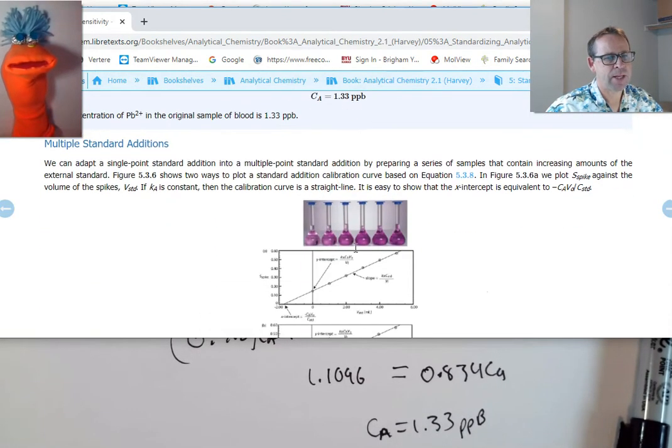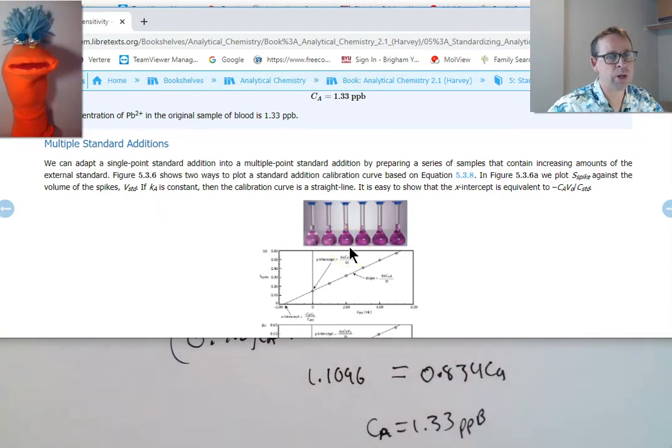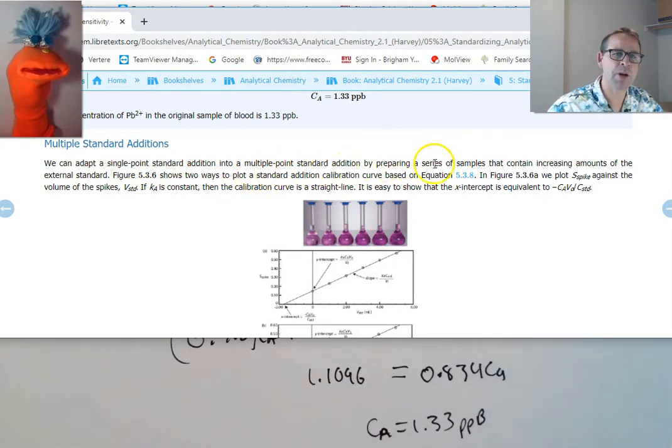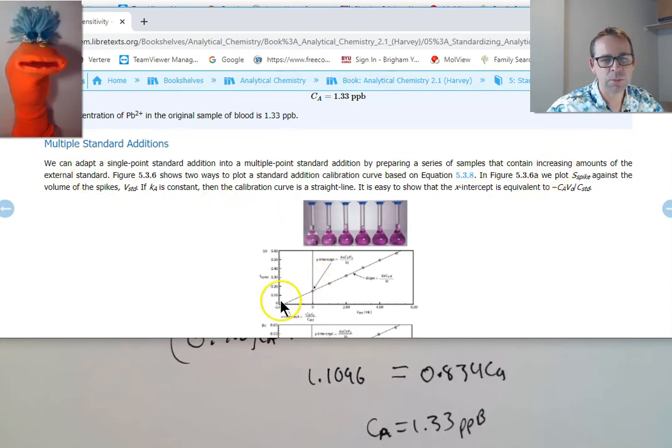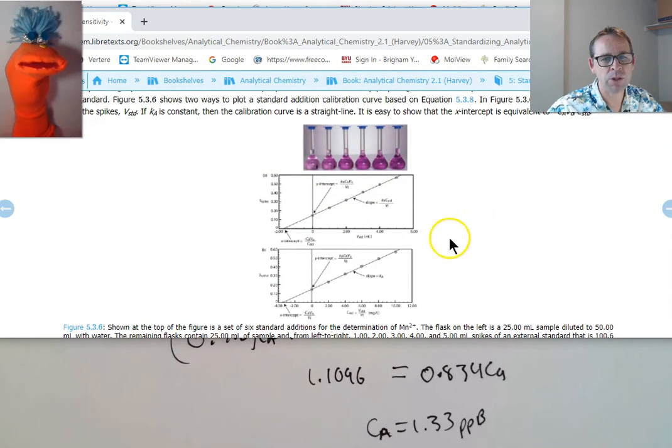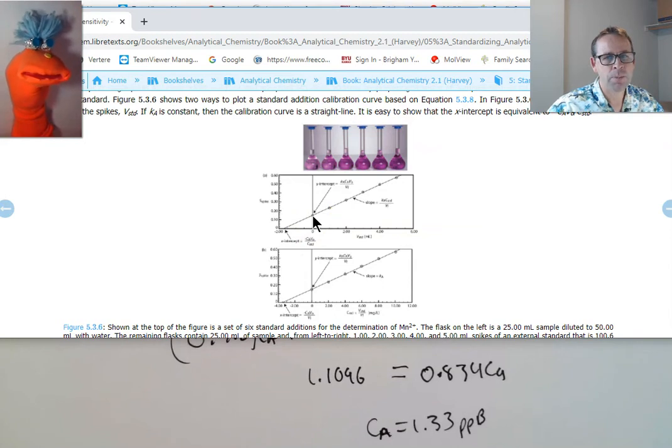All right, excellent. Now, if we wanted to use multiple standard additions, we can adapt a single point standard addition into multiple standard additions by preparing a series of samples that contain increasing amounts of external standard. And what that would do is shift our curve, right? Our plot, which typically starts at 0 and increases, is going to be shifted up. Why would you do that? Well, because you want to know how the 0 responds in there.